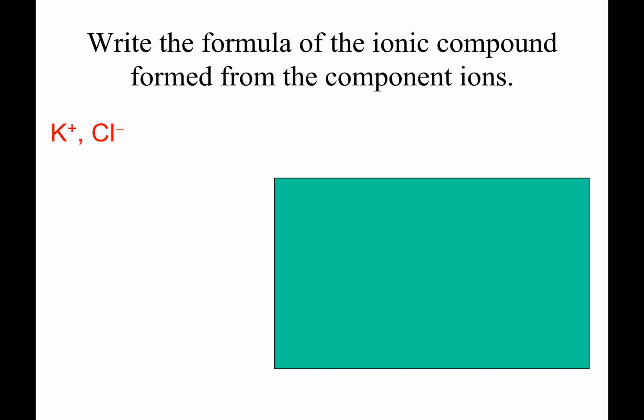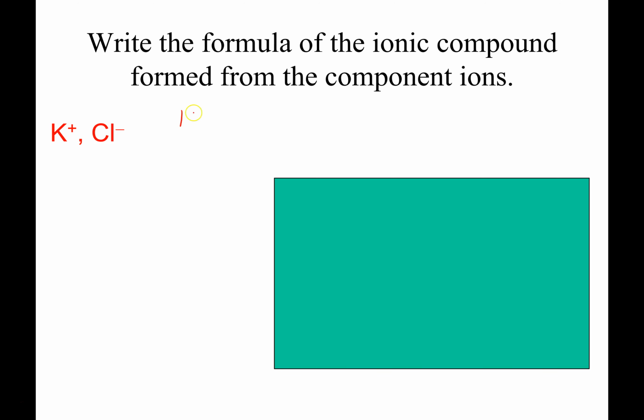Okay, well I just have a few of these, and this is a good one to introduce what I call the crisscross method. You take the magnitude, not the charge, but how big the charge is, and you crisscross, and I'll show you what I mean. So, for instance, if I want to write the formula for KCl, you probably say, well, if I had 1 K plus 1 and 1 Cl minus 1, it's neutral, and you're right. So that's kind of anticlimactic.